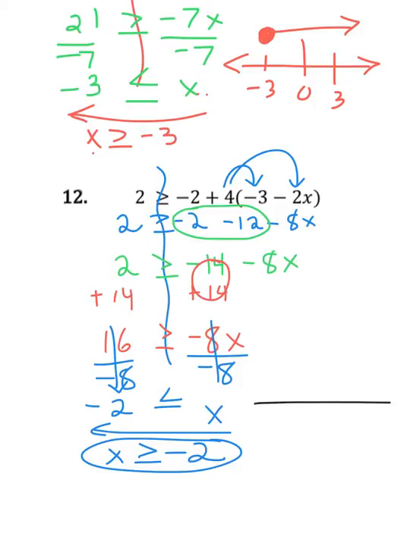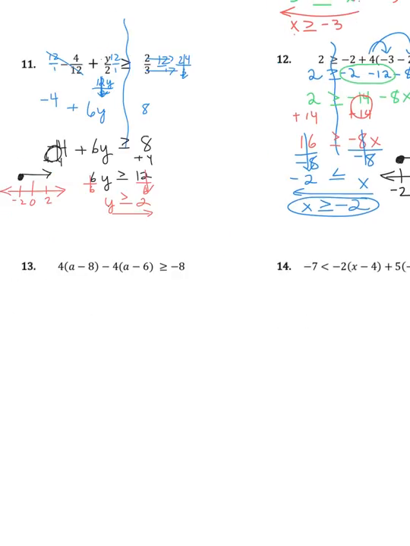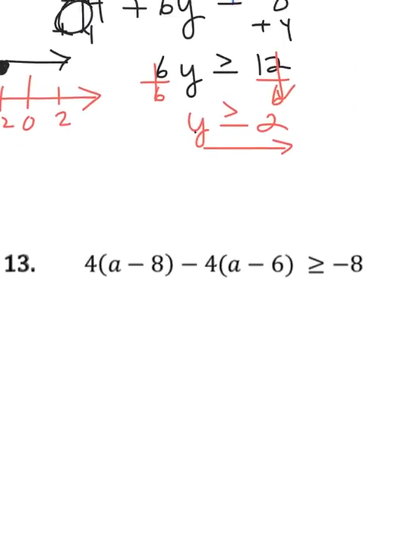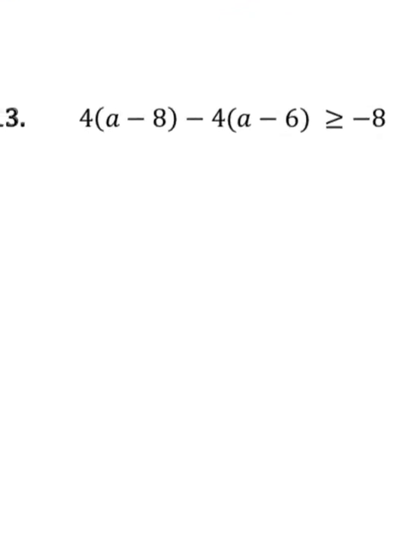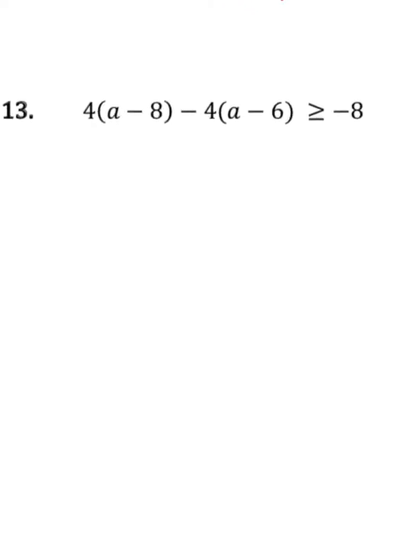I'm going to graph it. 0, I'm going to use a 2 and a negative 2. That's over the negative 2, it's a closed circle. X is greater than that, so there you go. Oh man, come on. Here's 13. See it, 13 there? All right, here we go.